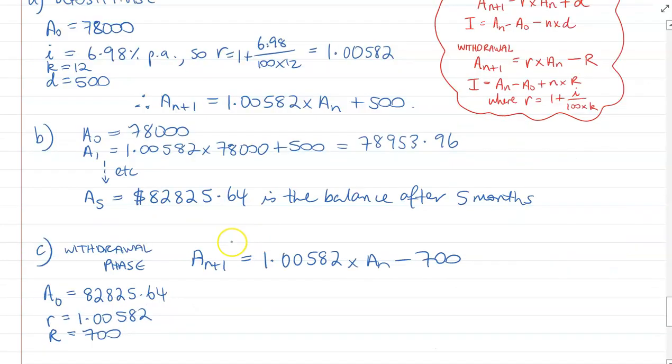Okay, so the first thing we need to do is redefine what's happening within our account. With the withdrawal phase recursion, all we're doing is changing the deposits of $500 to now withdrawals of $700, remembering that the account is still earning interest as time progresses. So remember, this also means that we redefine our principal amount since we're entering into a new phase. So that is our $82,825.64. And then we're simply applying our recursion formula.